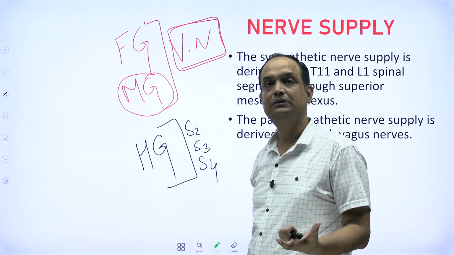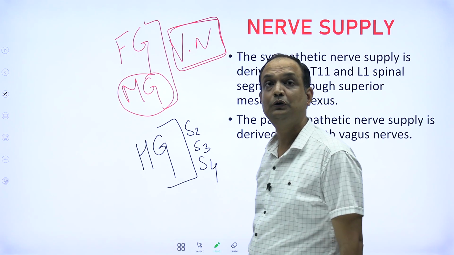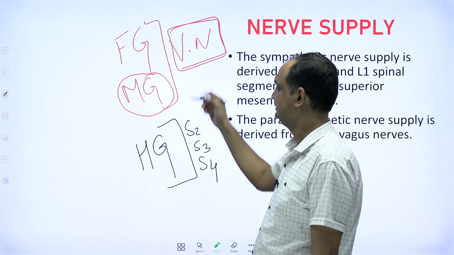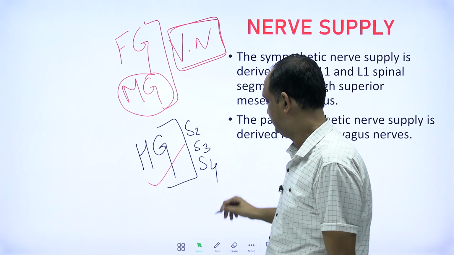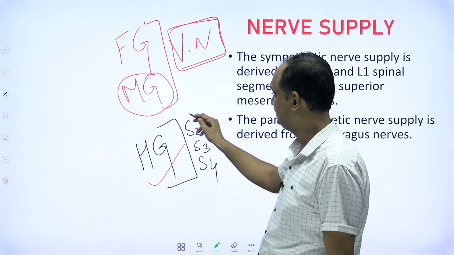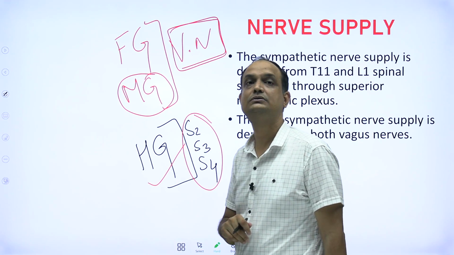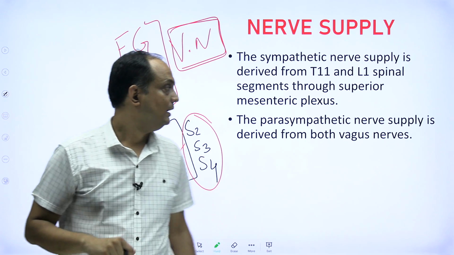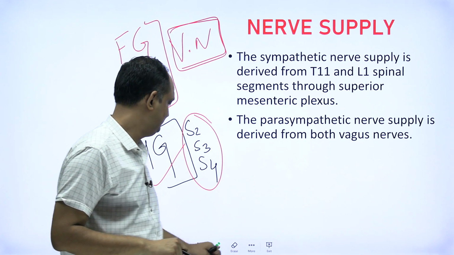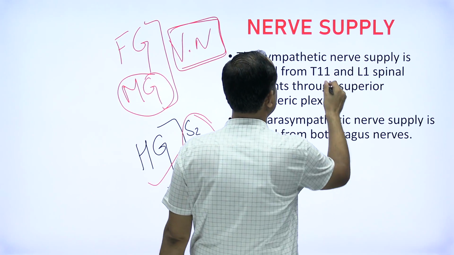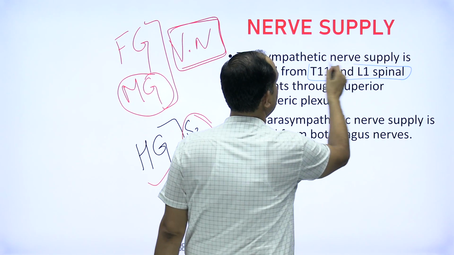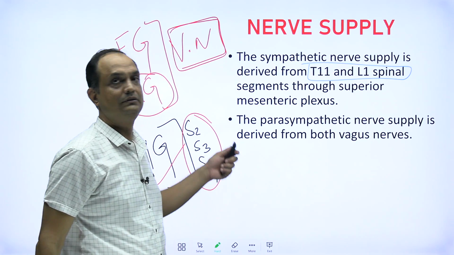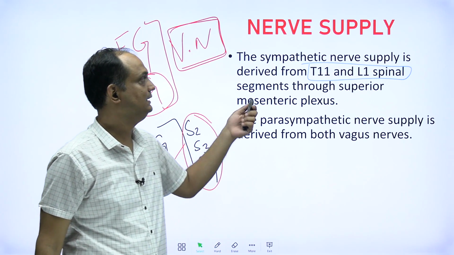Suppose you have the question, what is the parasympathetic supply of the descending colon? Then it is not vagus, because we are talking about the hindgut, so you have to move to the sacral segments, second, third and fourth. What is the sympathetic supply? The sympathetic source is from the T11 to L1 spinal segments through the superior mesenteric plexus.